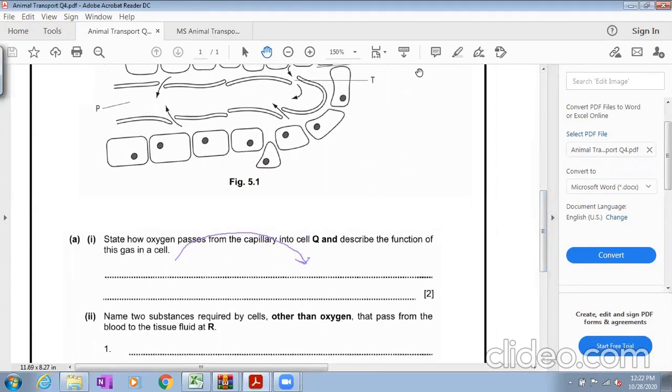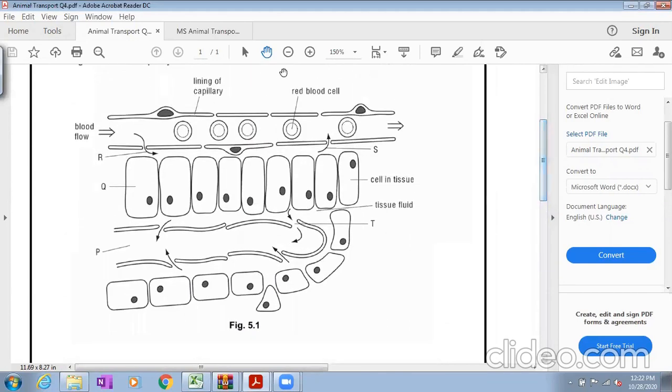And what is this oxygen's function? If here the amount of oxygen is more and inside the cell it is less, then by the process of diffusion it will enter that cell. And this oxygen will be utilized for respiration, for energy production, for breakdown of glucose molecules. All right.